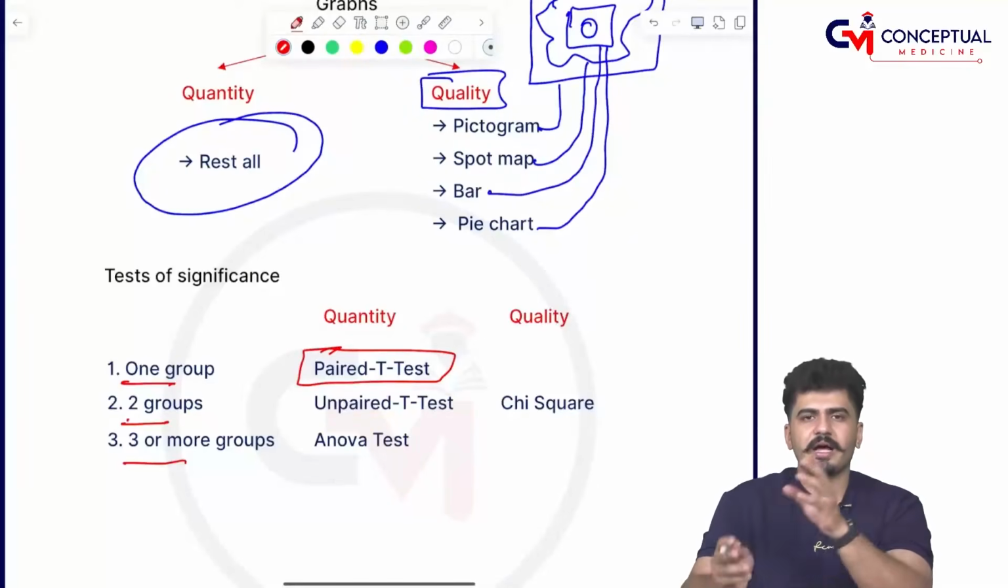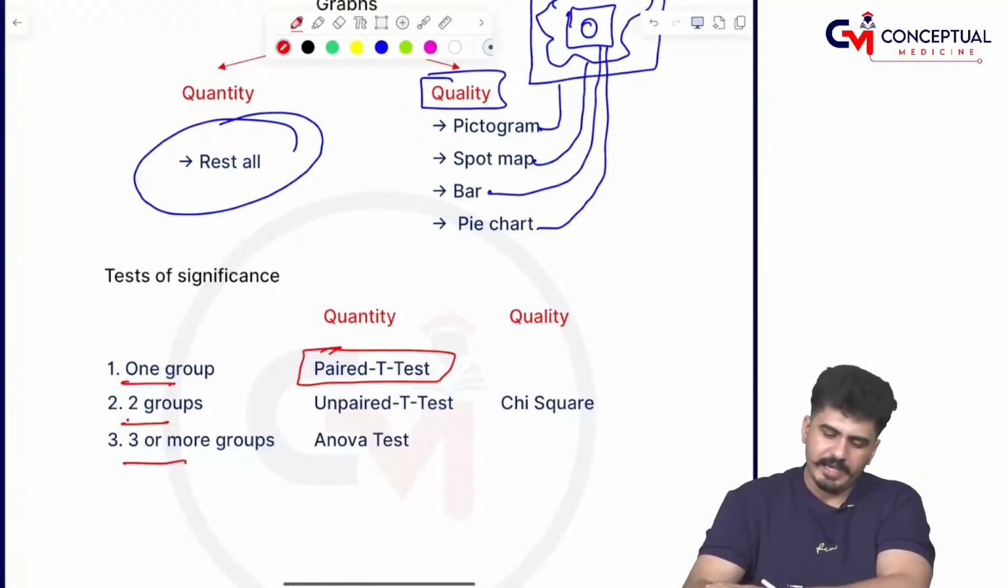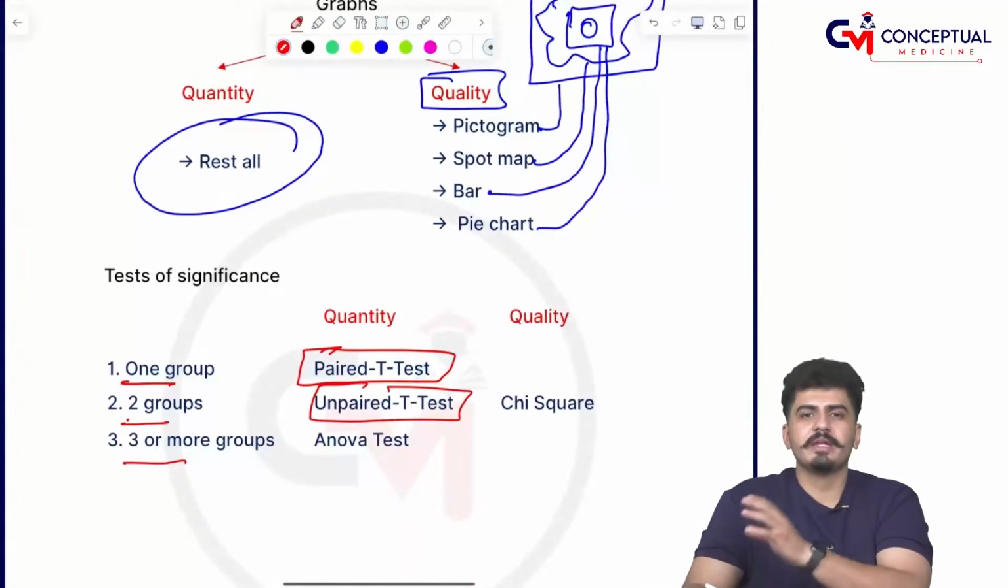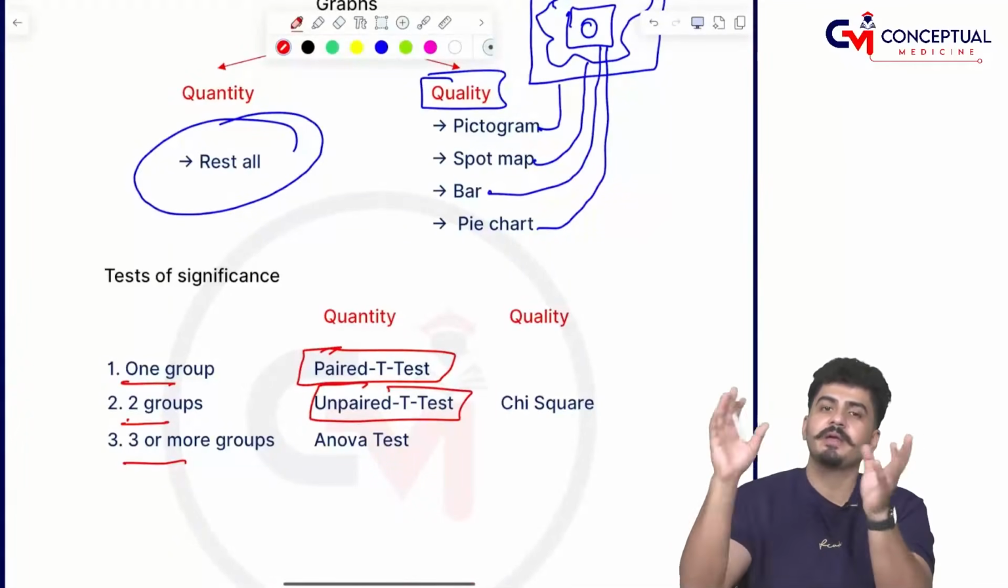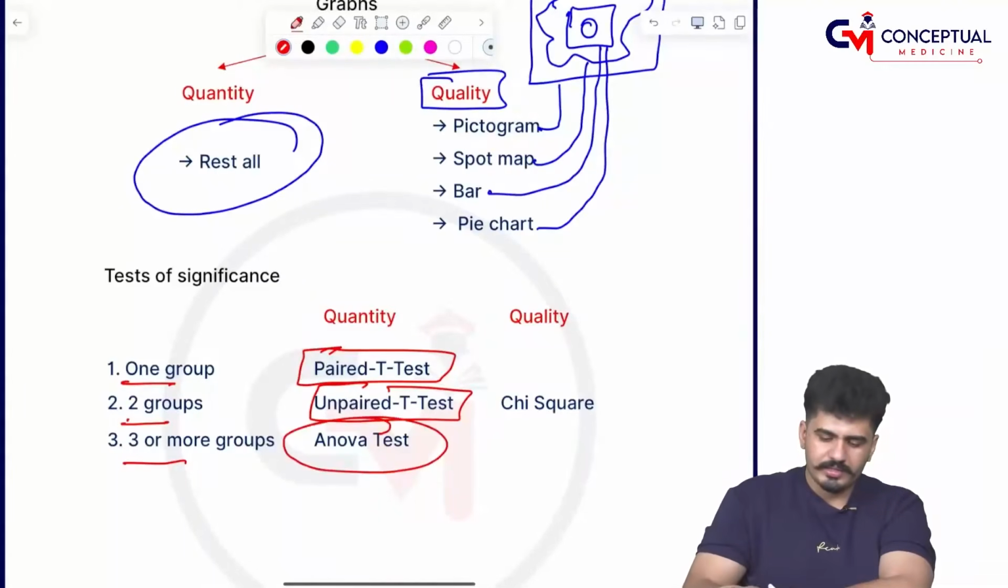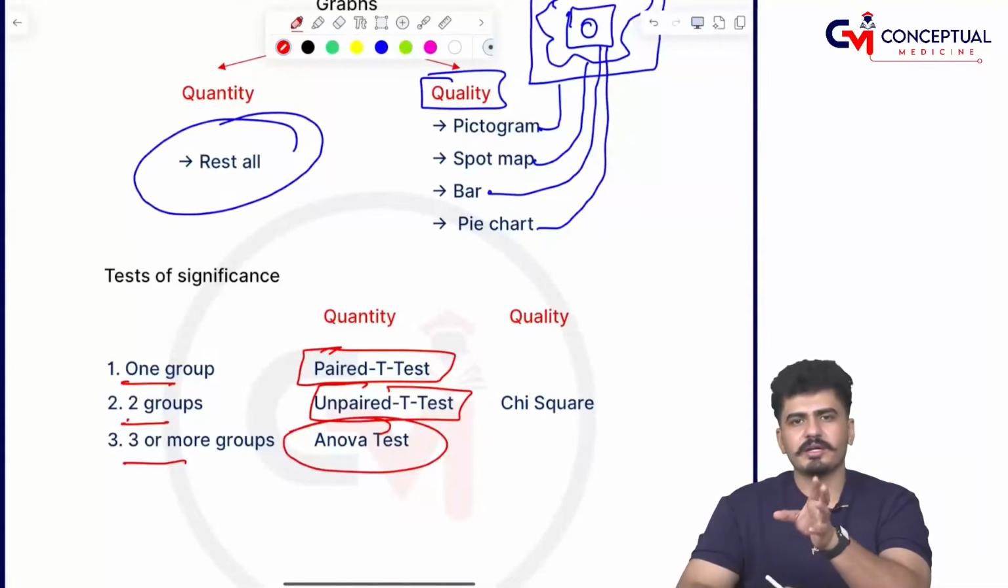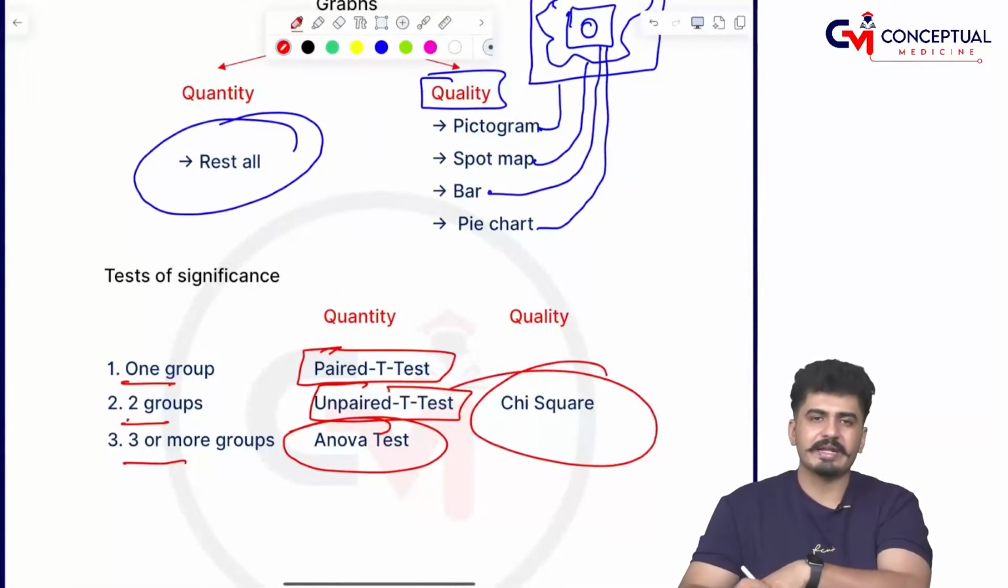If 2 groups are there, अगर 2 group हो जाएंगे तो लड़ाई लग जाएगी, unpaired t-test, sir. And if 3 or more groups are there, we need an Innova car to make them sit. Big group, big car. ANOVA test, sir. And for quality, we have a Chinese product. Quality is tested, तो Chi test, sir.